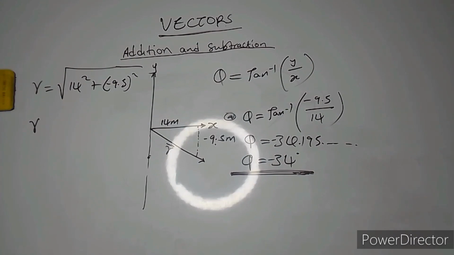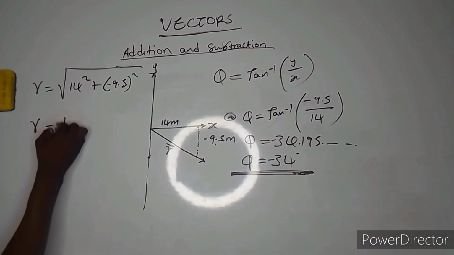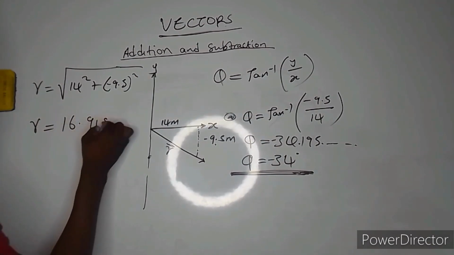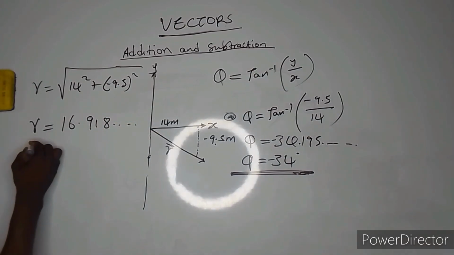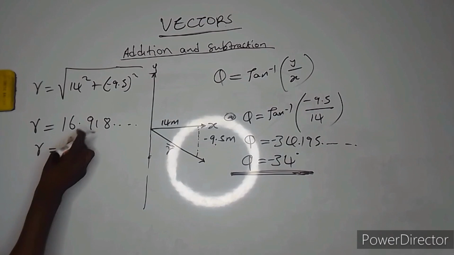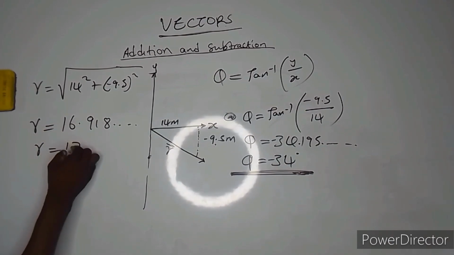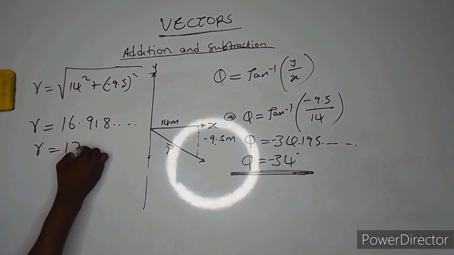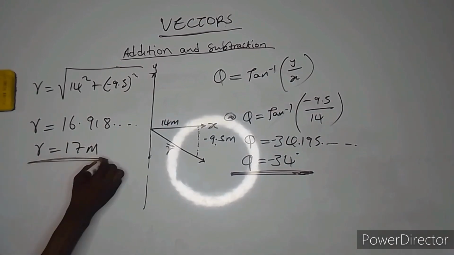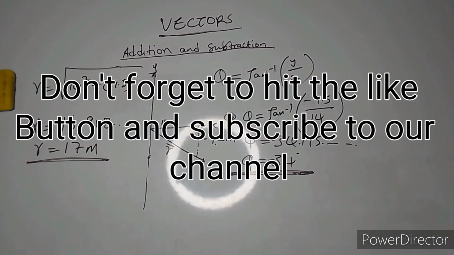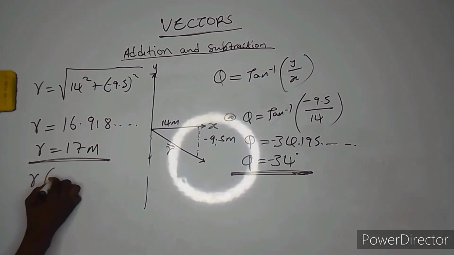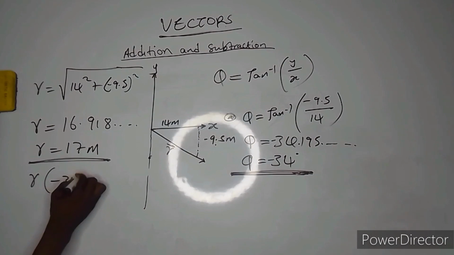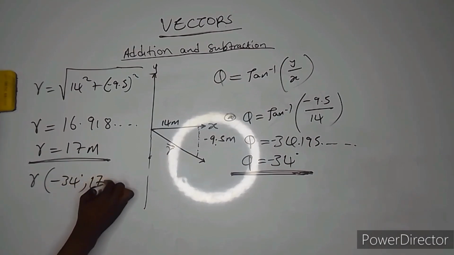That is 16.918. So 16.918. Then it continues. Now, our main interest is you round this off, so it will give us 17. So which means the magnitude of r is 17. Therefore, our answers are supposed to be r, which is negative 34 degrees, comma 17 meters.